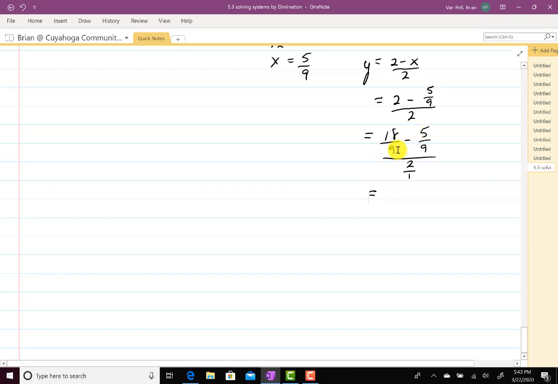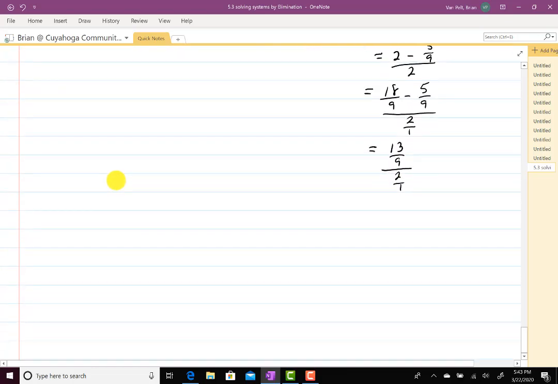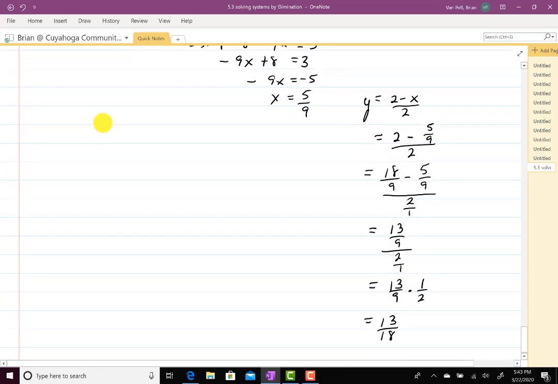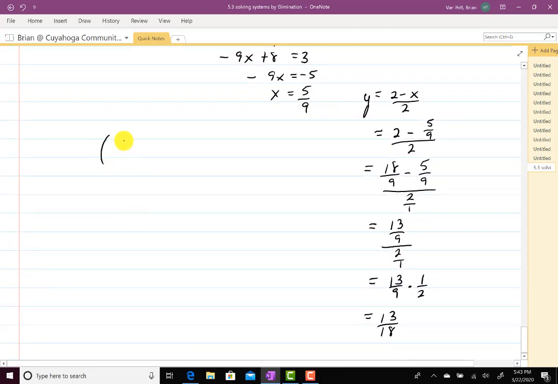So here I'll get 13 over 9 divided by 2 over 1. Then I'll flip the 2 over 1 and I'll get 13 over 9 times 1/2. And so it looks like I'll get 13 over 18 for the y. That was long. Where was the x anyways? x was 5/9. So our answer then is 5/9 and 13 over 18. Notice the denominators are different, but not much different. If you think of this answer as 10 over 18, then I guess they're not really different.